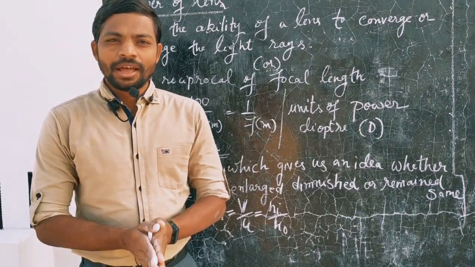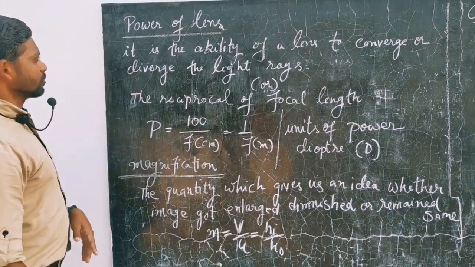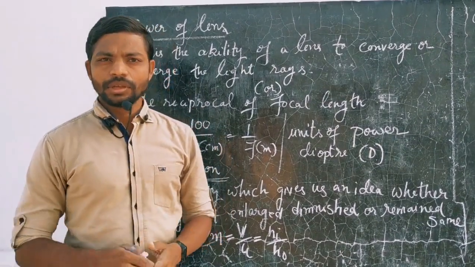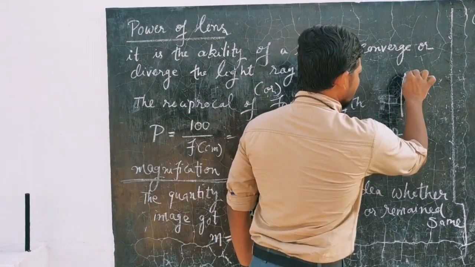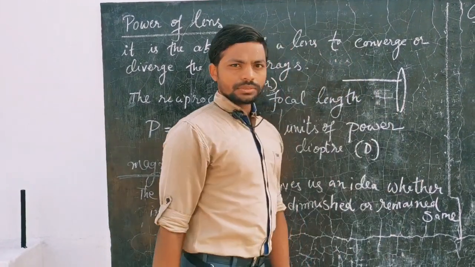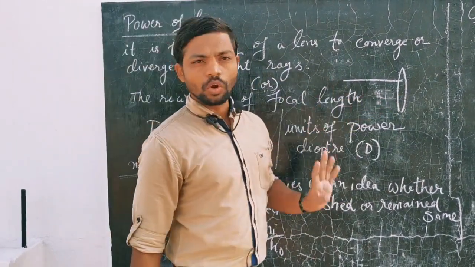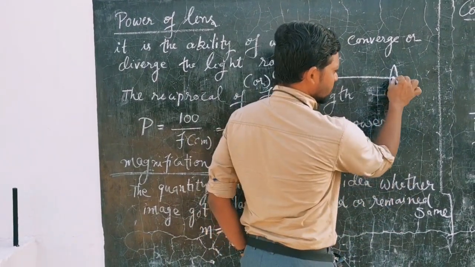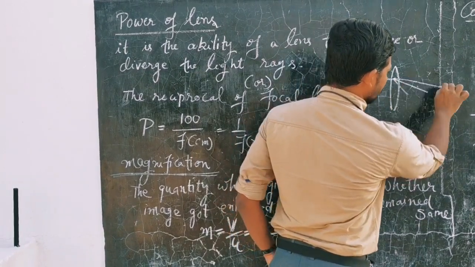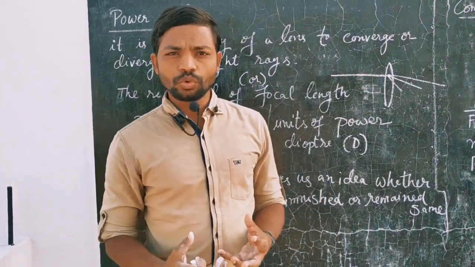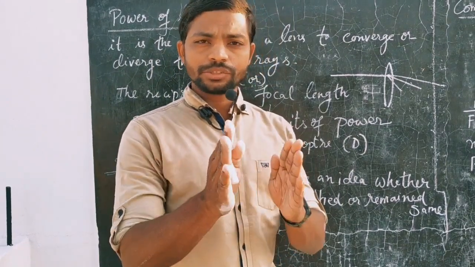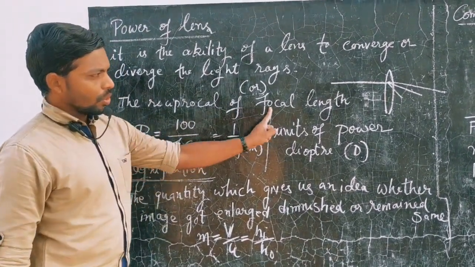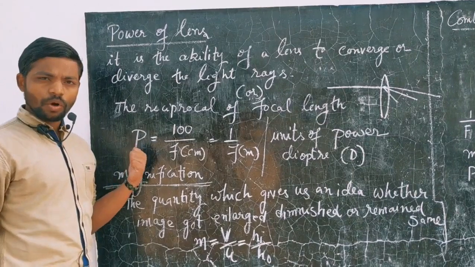Friends, now we will see power of a lens. It is the ability of a lens to converge or diverge the light rays. So we all know when light falls on a lens, let us say a convex lens, it is the ability of this lens whether it will converge this much or this much or this much. That ability to converge or diverge is called the power of a lens. The other way of defining that is the reciprocal of focal length. Simply, that's how the formula is defined.